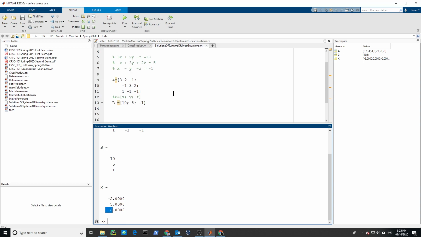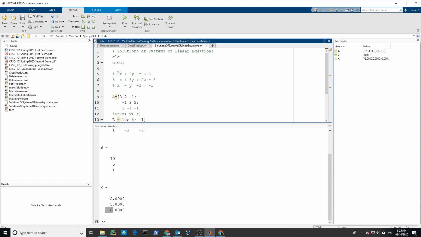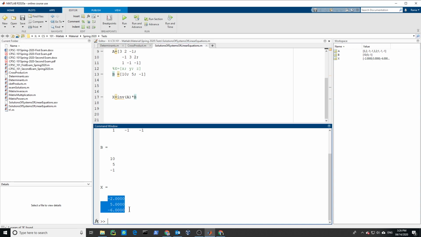So you always could solve a set of problems this way. Regardless of the coefficients of the equations, just put the coefficients in one matrix and the results in one matrix, and use the inverse of A multiplied by b, and that will give you the results. So you could use it to solve a problem.